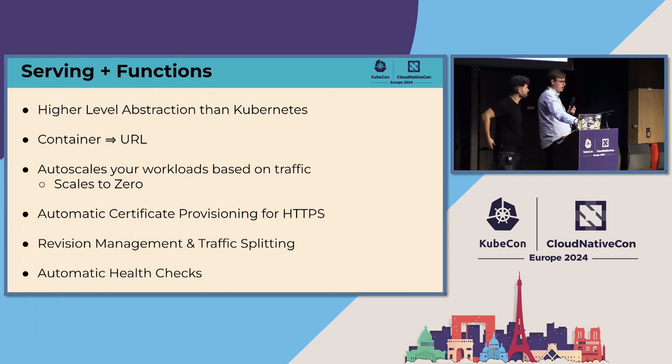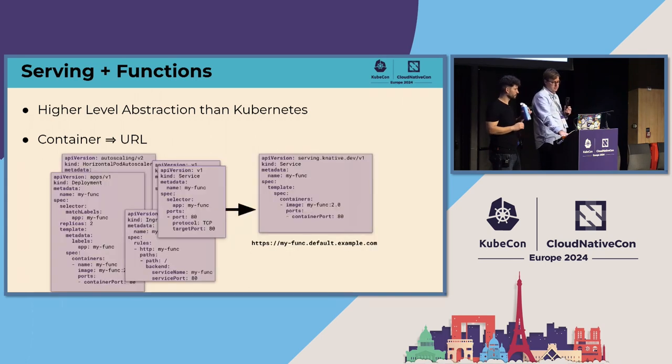So we covered all this. You have a container to URL, it autoscales, it does certificate provisioning. What you didn't see is revision management and traffic splitting, where every time you modify a Knative service, it spits out a revision that lets you do canary rollouts and then roll back. We could do automatic health checks, but it's better to have these alive methods because then it actually ties to your application logic if you need to do initialization.